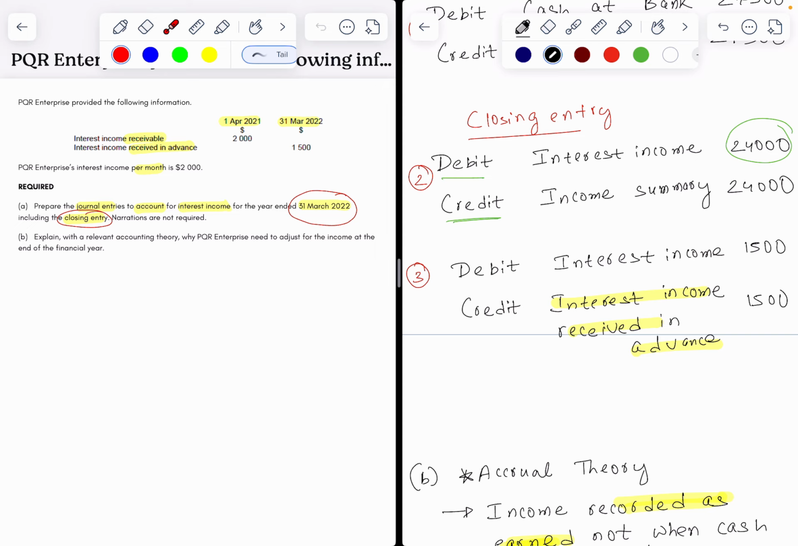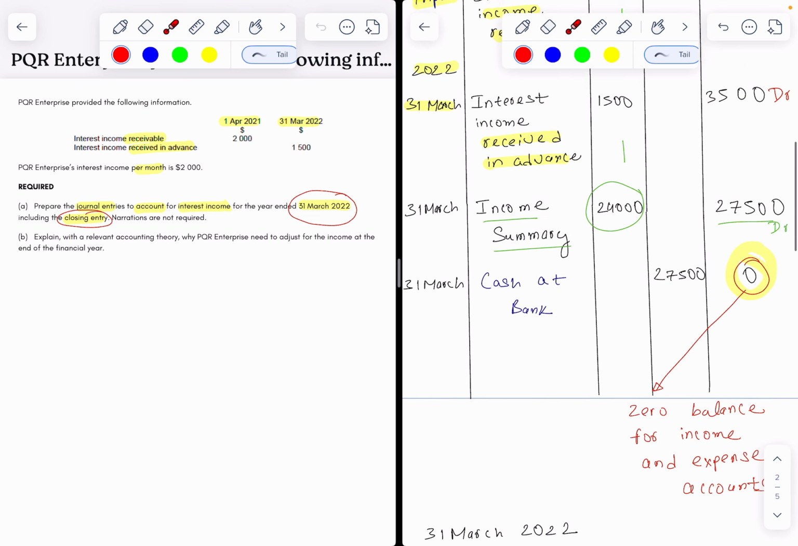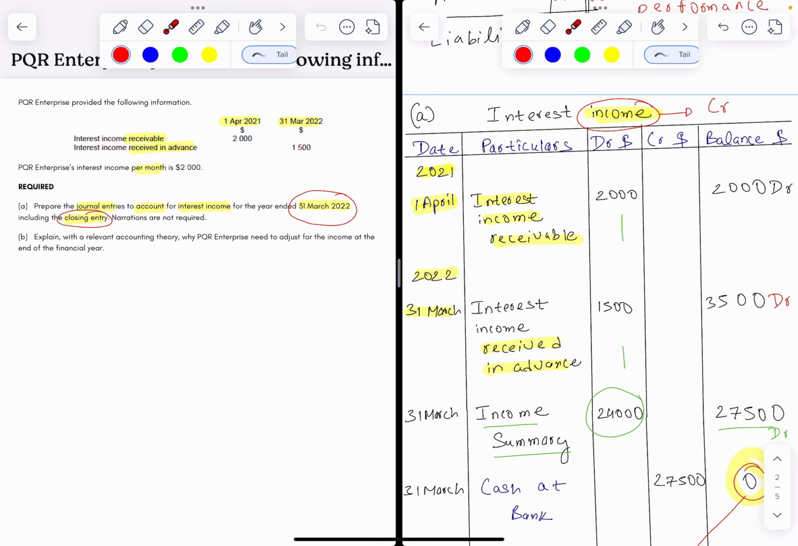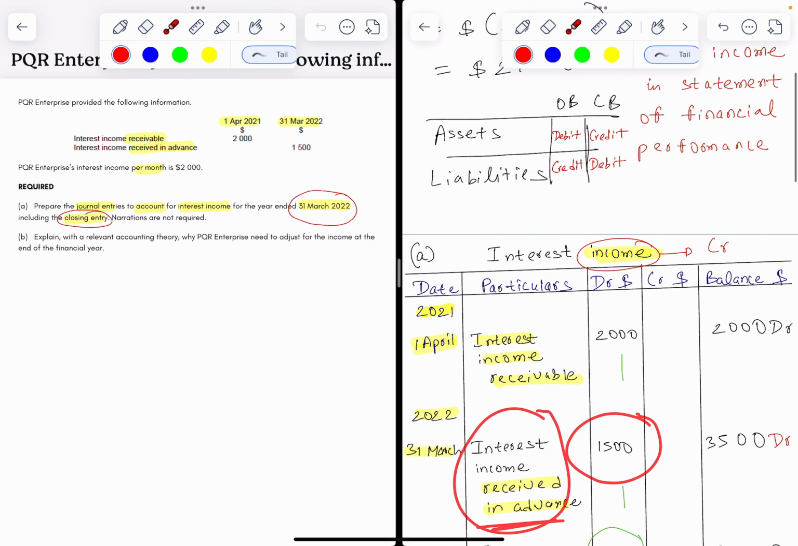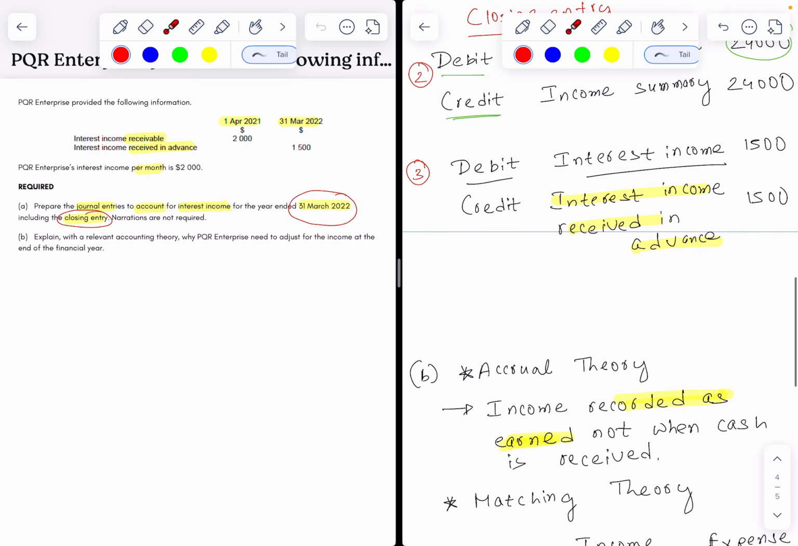So when we debit the interest income and we credit the interest income received in advance, we're essentially recording a liability. And you can see when we debit the interest income in the interest income ledger account, we are actually recording $1,500 on the debit side for the income that we received in advance at 31 March 2022, which also meets the criteria of us recording the closing balance of liabilities in the debit column. Okay? All right. Now, let's go to part B.